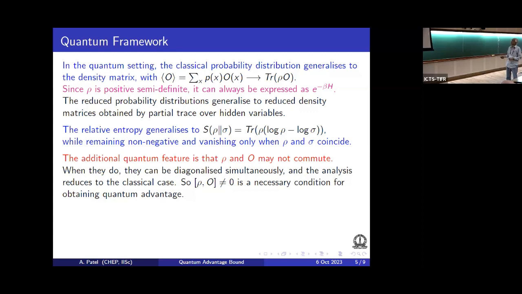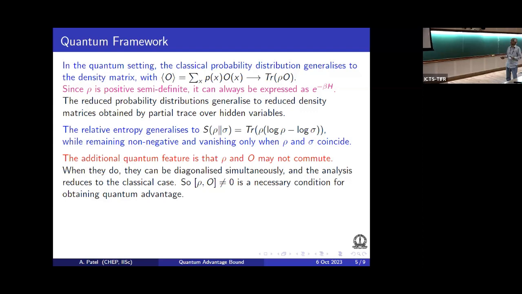But the new feature which appears here is that rho and O don't commute in general. When they do, you can go to a basis where both of them are simultaneously diagonal. And so this description will collapse to the classical. From n square degrees of freedom, you will just go on to n degrees of freedom. And in that case, there is absolutely no advantage in going to the quantum language.